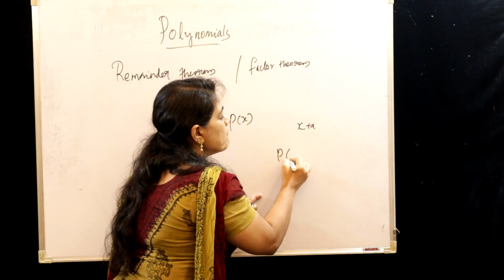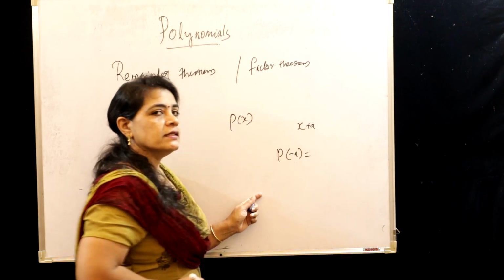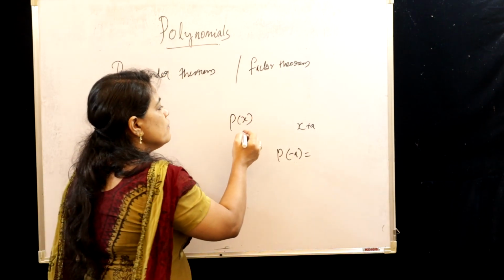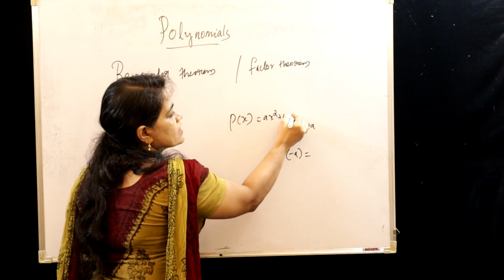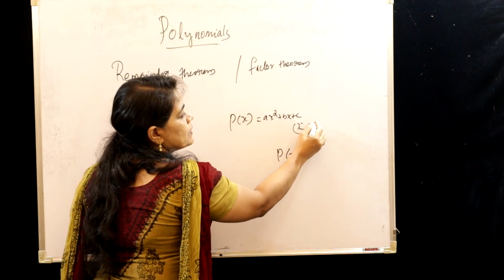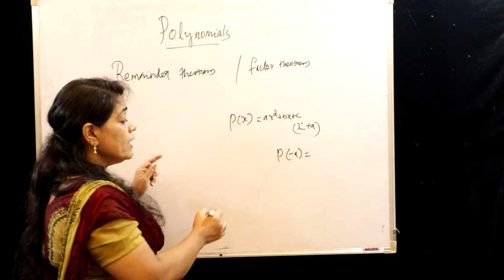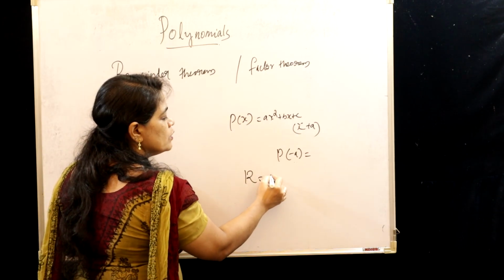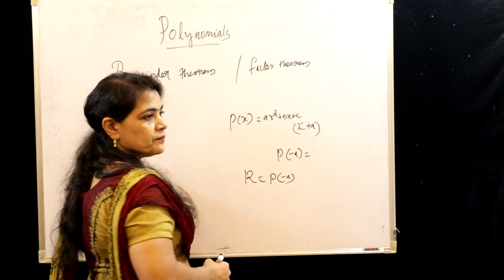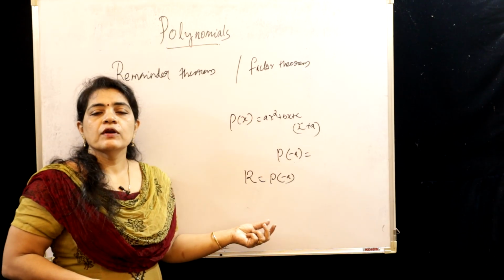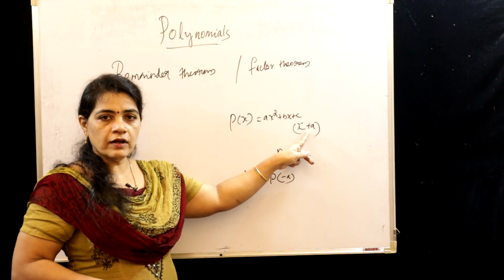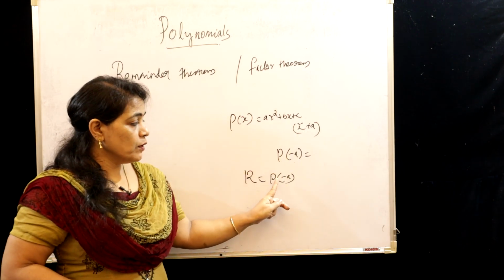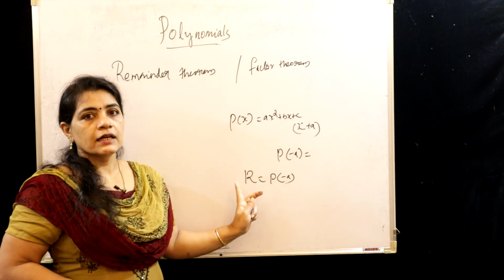P of minus a will be the remainder. That means if you are dividing a polynomial, that is ax square plus bx plus c, by x plus a, that remainder is always equal to p of minus a. Without dividing, you can find out the remainder. That is, if you are dividing by x plus a, then p of minus a is equal to the remainder.